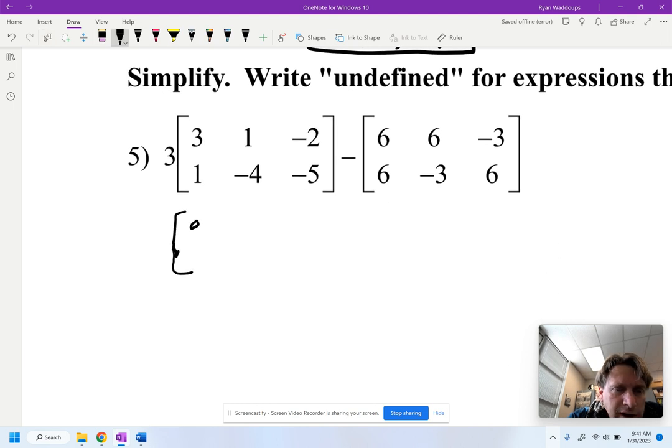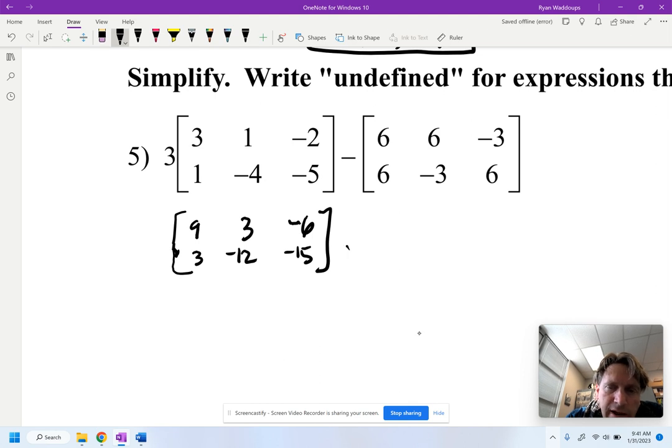3 times 3 is 9, 3 times 1 is 3, 3 times negative 2 is negative 6, 3 times 1 is 3, 3 times negative 4 is negative 12, 3 times negative 5 is negative 15. And then subtracting the other matrix is the same as adding the negative of each term.